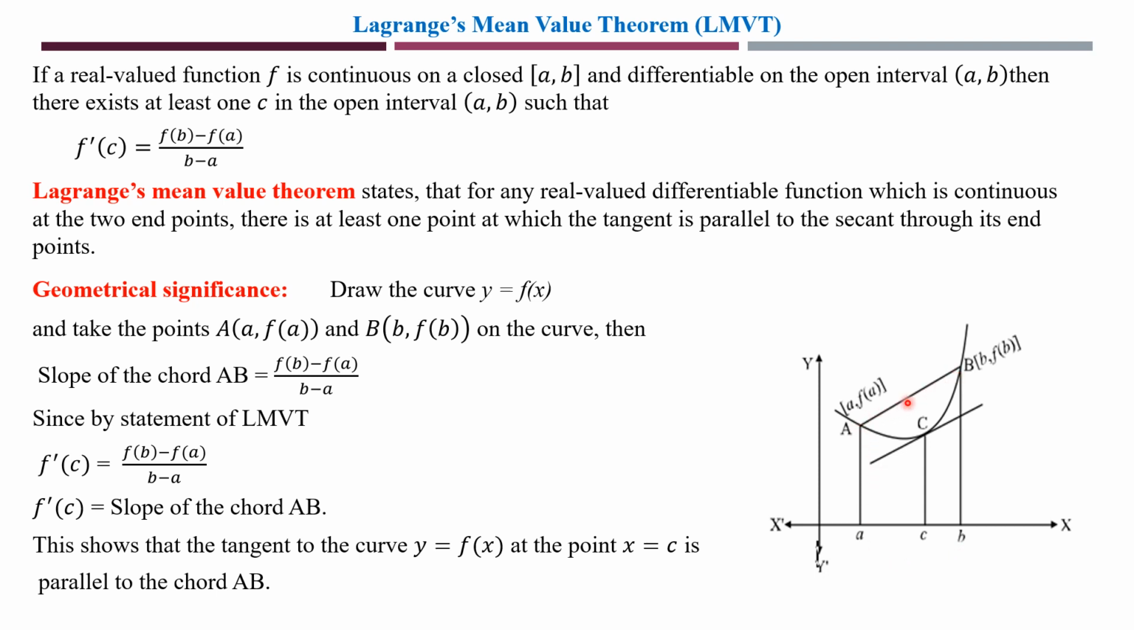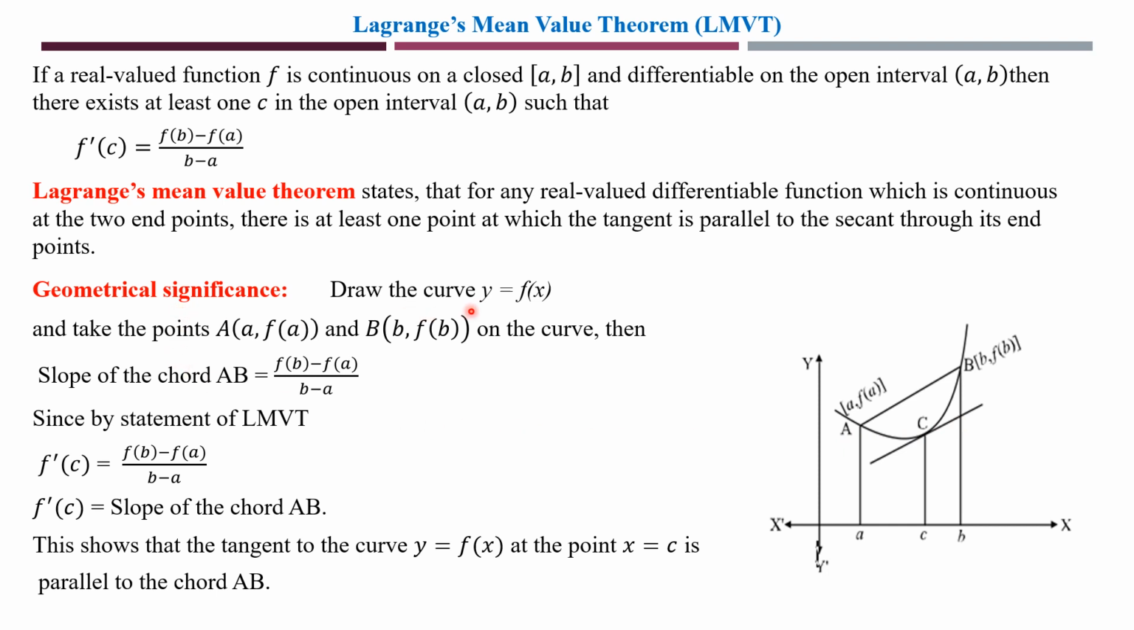We know that here is chord AB, with two endpoints. There is at least one point at which the tangent is parallel to the secant, that is the chord AB. The tangent is parallel. Suppose we draw the tangent at a point c. Here is the perpendicular on the x axis. Suppose this distance is c. Here the secant is parallel to the tangent.